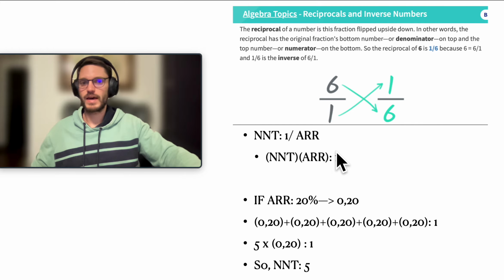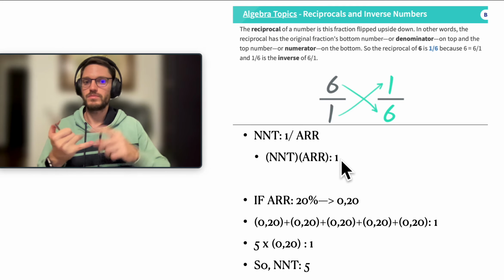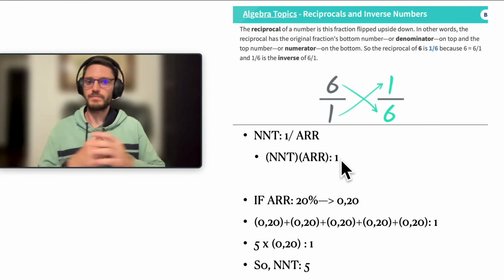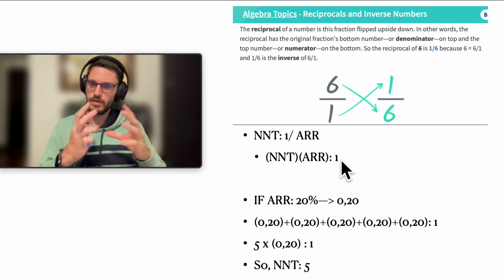How can we calculate this? We can take this to this side of the equation, so we can say the NNT, number needed to treat, times the absolute risk reduction is equal to 1. We already know the ARR. We are missing the NNT. So, okay, let's now try to figure this out.